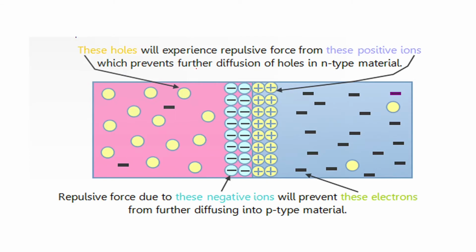Okay, so here you can see the same concept we have told. These holes will experience a repulsive force from the positive ions, which prevents further diffusion of holes in n-type material, and the repulsive force due to these negative ions will prevent the electrons from further diffusing from n-type material into p-type material. So the same concept again we have shown in the diagram. That is where the electric field of the ions is going to take place.